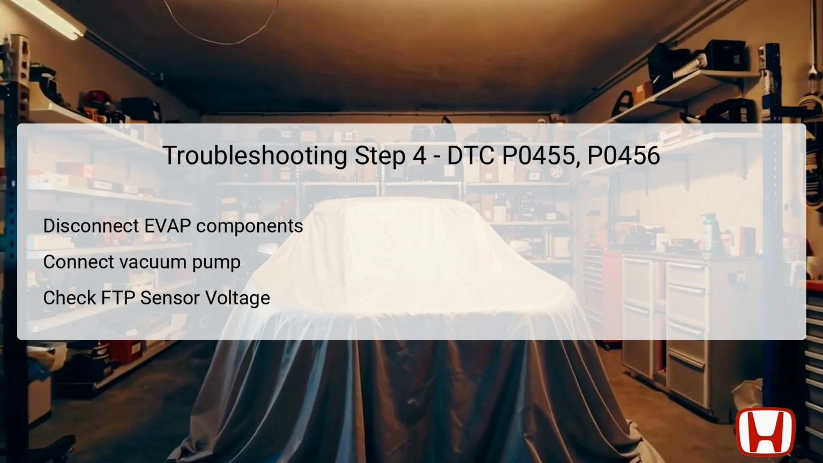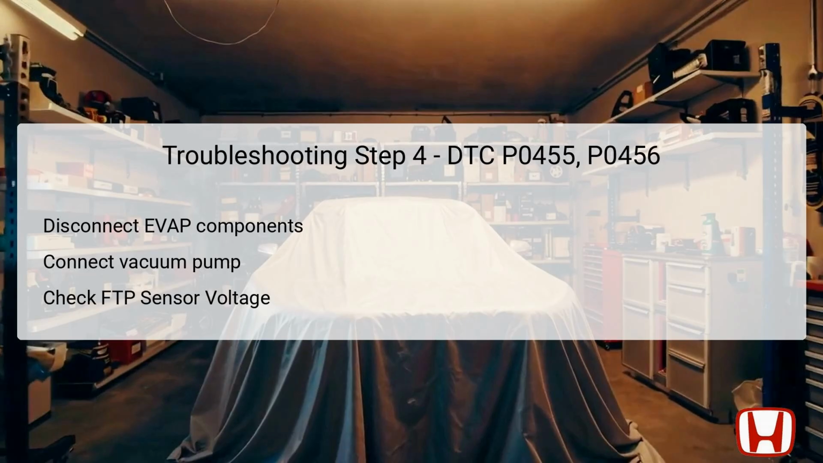For the next step, disconnect the EVAP canister vent hose and the fuel vent tube from the EVAP canister. Plug the ports appropriately. Then, connect a vacuum pump and gauge to the vacuum hose leading from the EVAP canister purge valve.